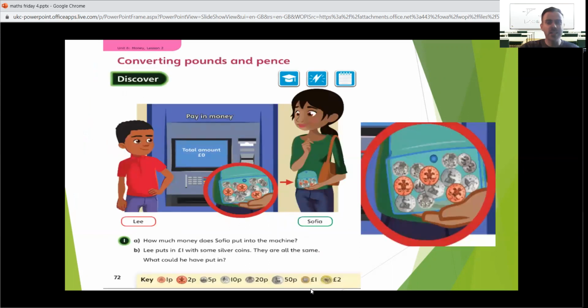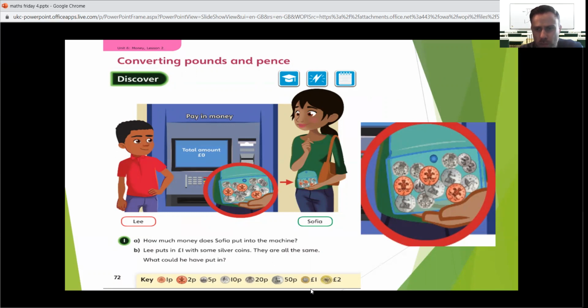A little bit of power maths. It's Lee and Sophia again. This time it looks like Sophia's got all the money in her purse there. Let's see what we're being asked to do this time. We'll do it one at a time. So we've got Lee and Sophia. 1A, how much money does Sophia put into the machine? Okay, so I'm guessing she's going to put all that in a purse. She must be. So let's do that. I've made it bigger for you because it's a bit hard to see.